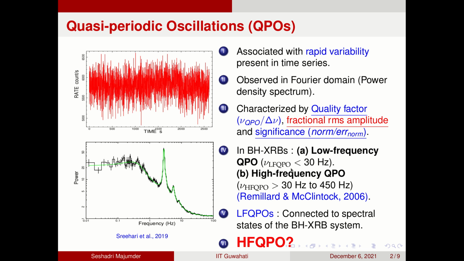So depending on the frequency range, it can be classified into two classes: the low frequency QPO, which lies in the range of frequencies less than 30 Hz, and for high frequency QPO the range is 30 Hz to 450 Hz. Now it is well known that low frequency QPOs are connected to several spectral states of black hole binary systems. Now what about high frequency QPO?